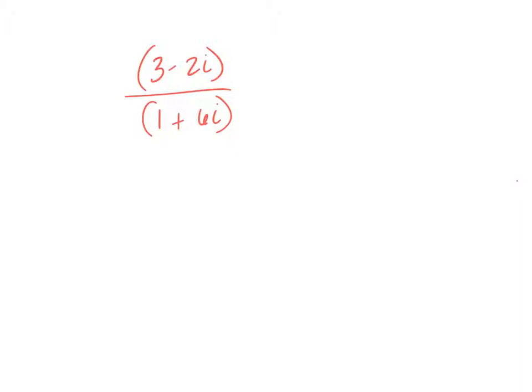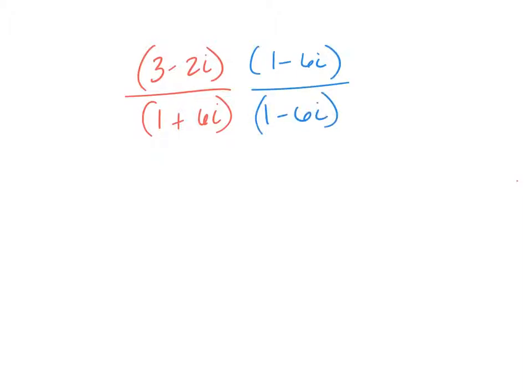When you have a binomial in the basement, and this is a binomial because you have a real part and an imaginary part, not just an imaginary part like last time, you have to multiply by the conjugate. What is the conjugate of 1 plus 6i? Anybody remember that? You change one thing. Is it 1 negative 6i? It is. It's 1 minus 6i. Very good.